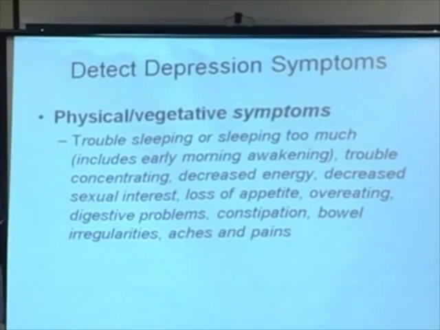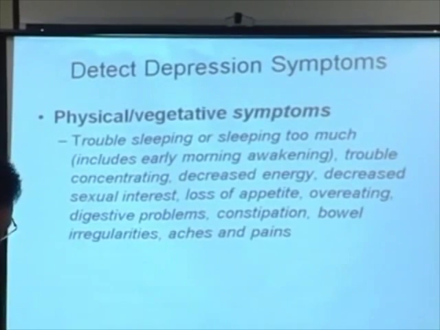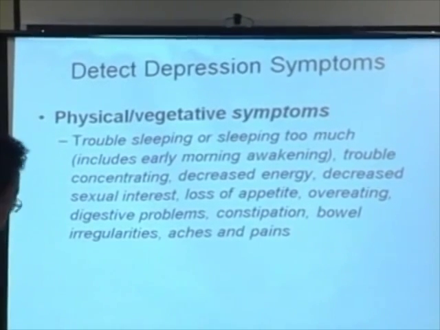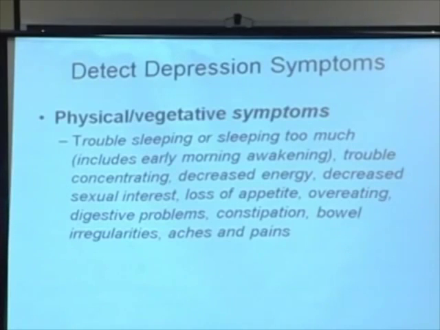They often will tell you that they're having trouble concentrating, that they have decreased energy, that they might have decreased sexual interest, loss of appetite, or again, sometimes they'll move to that other side of the spectrum where they're actually overeating instead of having that loss of appetite. They might mention that they're having digestive problems, constipation, bowel irregularities, or aches and pains.